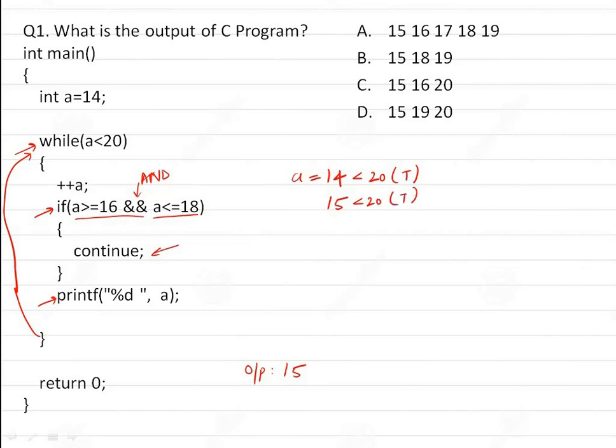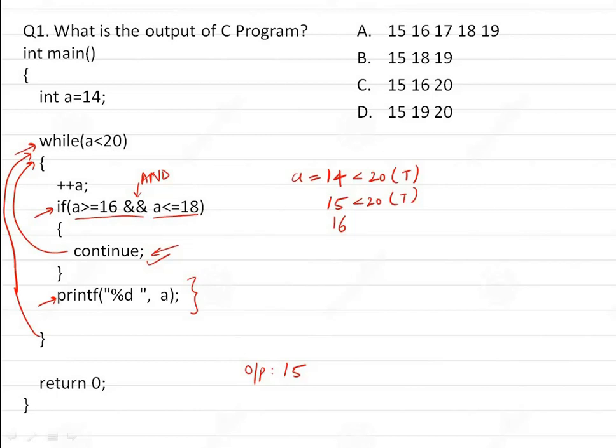Yes, this is true. The next statement is ++a, so this increments the value of a, which becomes 16, and then again we check whether the value of a lies between 16 and 18. Yes, this is true. Since this condition is true now, the continue statement will be executed, and because of it we will skip the rest of this code, that is the printf statement, and we will begin the next iteration of the loop.